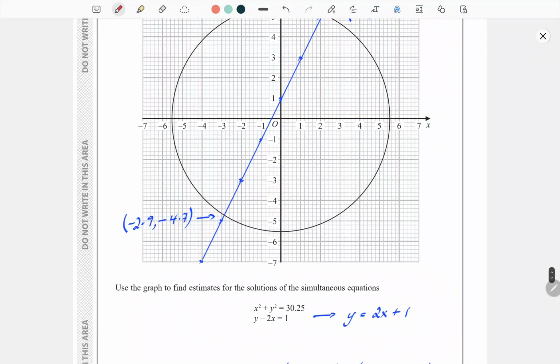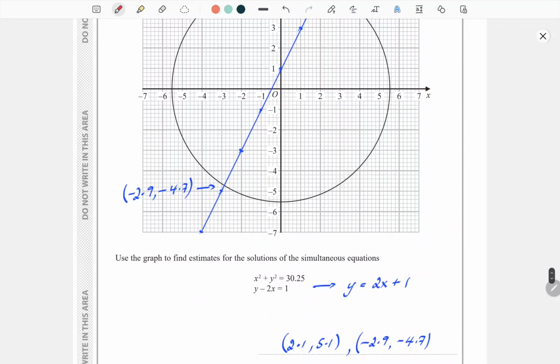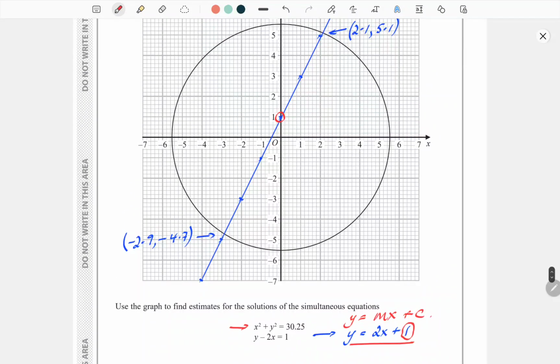And then they're saying, use a graph to find estimates for the solutions of the simultaneous equations as follows. One is obviously your circle. The other, again, into the y equals mx plus c format, right? Rearrange the y minus 2x equals 1 into y equals 2x plus 1, all right? So it goes through 1 as your y-intercept, that's there, and it has a gradient of 2.